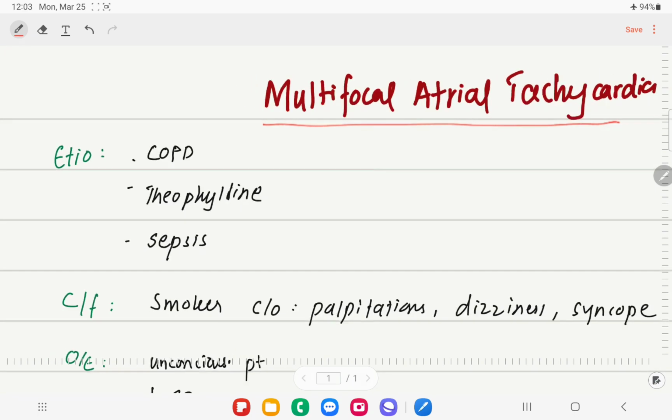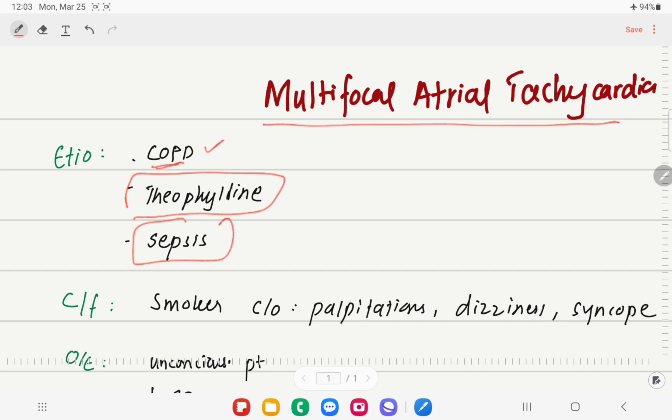So multifocal atrial tachycardia is seen mostly in COPD patients. That happens mostly because of pulmonary artery hypertension and stretching of the right atria. And this can also happen because of overuse of theophylline. This can also happen in sepsis patients.